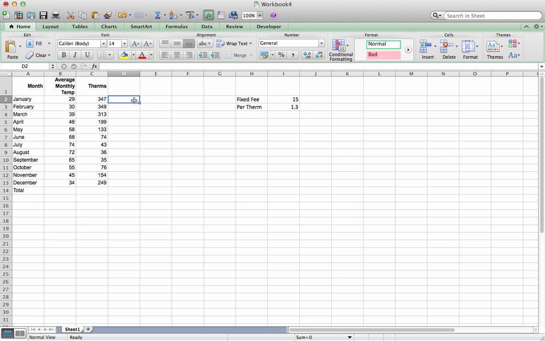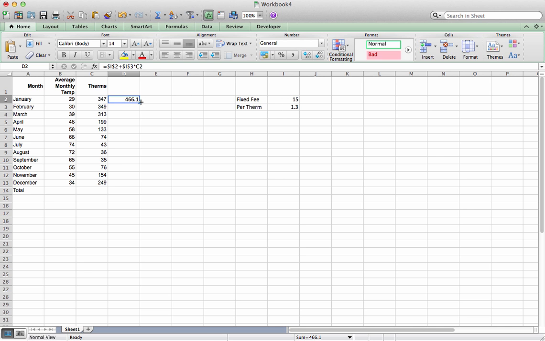So we're going to say that the total amount I'm charged is equal to, so first we need the equal sign for the formula. Then we're going to do $I$2 plus $I$3 times C2. And we're going to hit enter. Okay. So we get 466.1, which is what the gas company charged me when they charged me a $15 fee, no matter how much gas I used, plus $1.30 per therm.